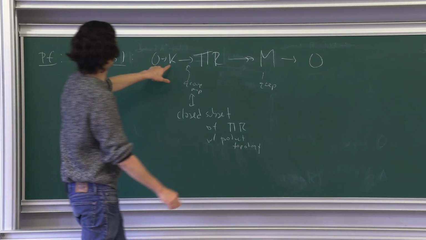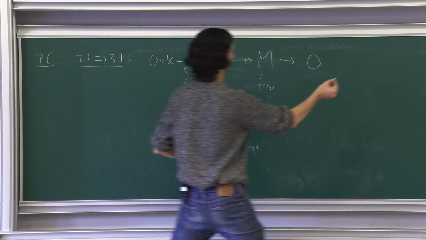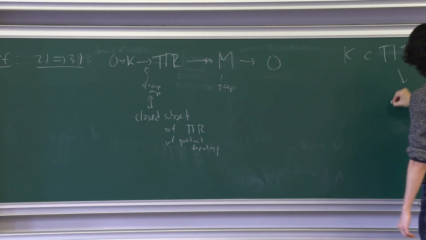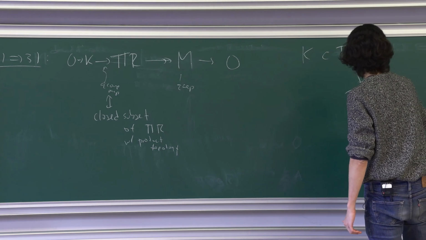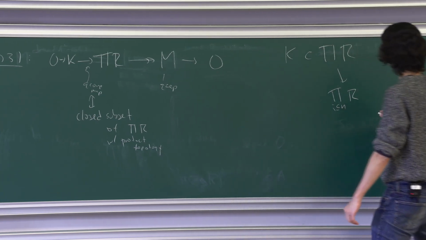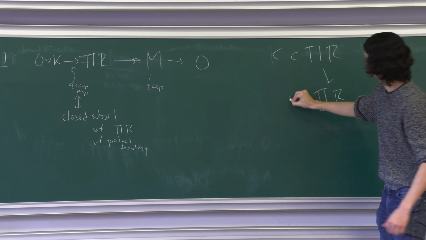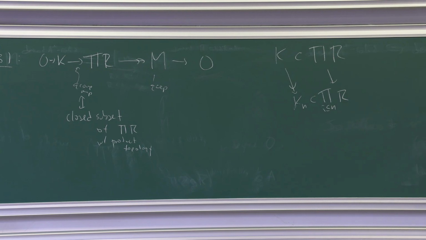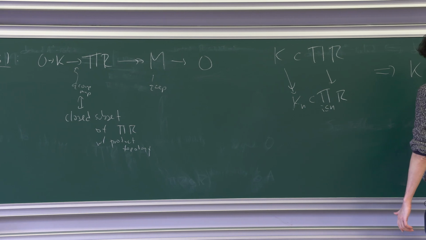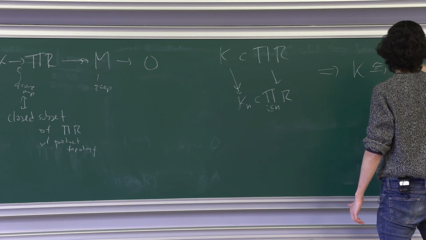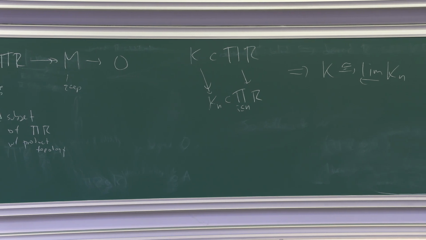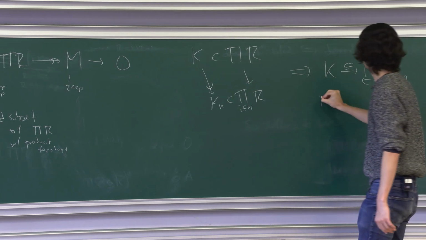But now, for any n, we can look at the projection. So we have K a subset of the product of R. We can look at the projection onto the first n coordinates, and let K_n be the image in here. Then it follows that K is just the inverse limit of the K_n's. And these have surjective transition maps, i.e., K is as in 3.